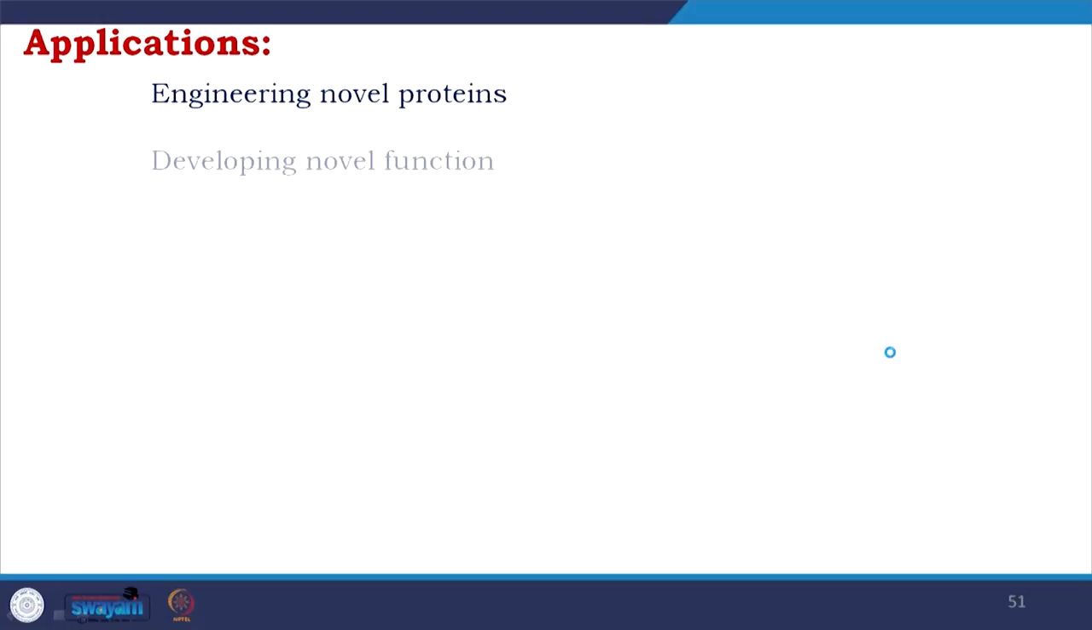And at the end we come to application. Already we have talked about the application. Definitely engineering novel protein is one of the unique contributions coming through rational protein designing. So, yes, our initial target is to develop a novel protein, but the next step is also to get novel function. We want a nicely folded protein, but then we also want to see the protein working.